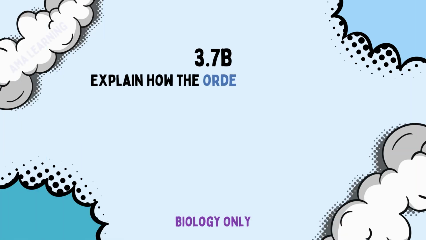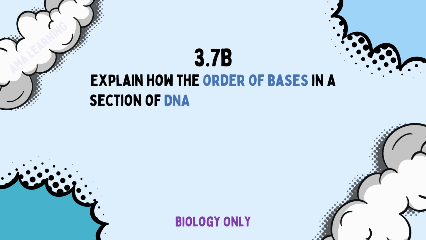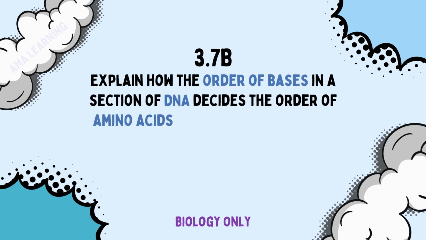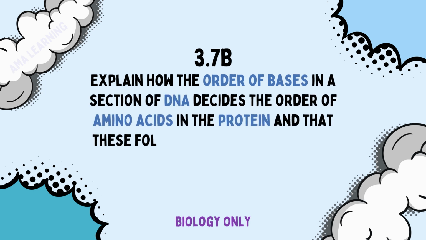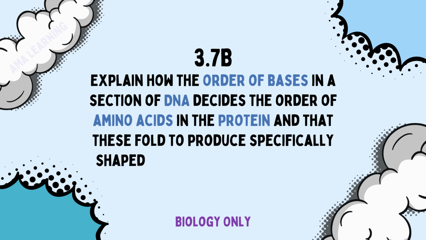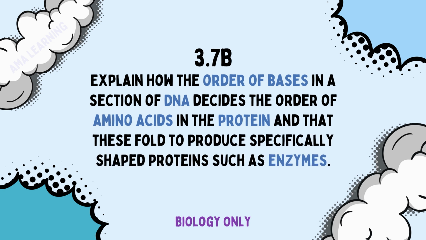Specification point 3.7b: Explain how the order of bases in a section of DNA decides the order of amino acids in the protein, and that these fold to produce specifically shaped proteins such as enzymes. This is a biology-only specification point. It is very important that this specification point is properly understood, as it is the key to understanding and answering questions linked to the following specification points: 3.8b, 3.9b, 3.10b.